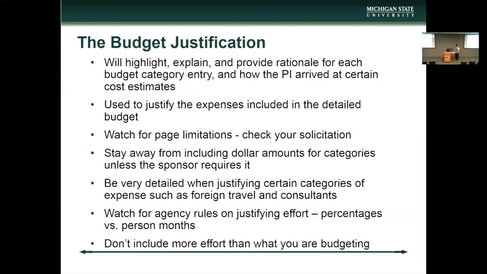Don't include more effort than what you're budgeting. It gets into an issue of what could be considered cost share. And at NSF, if you say, well, I only want a month of effort, but I'm going to work 2 months on the grant, you're in violation of NSF's rules, and your proposal could be returned without review. So don't talk about that in the budget justification. There's other places you can put it.